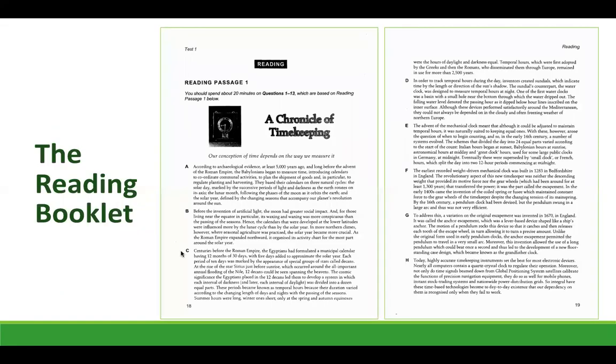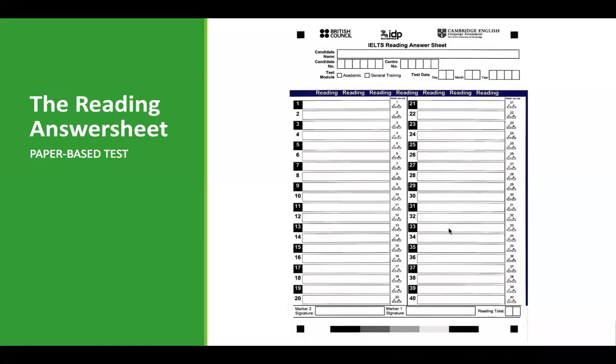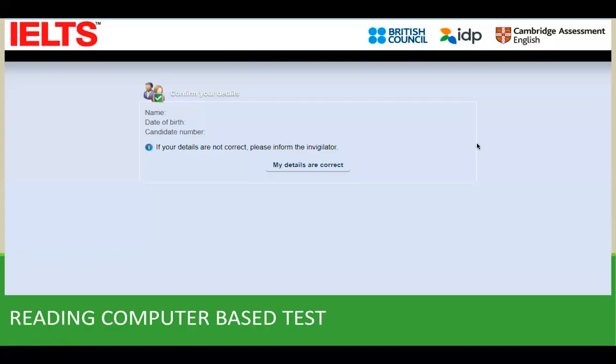So this is the example for the reading passage. It's really long. I think this is for the academic. This one, on the other hand, is shorter compared to the first one that I've shown you. So this is for the general training. And then this is our answer sheet. You have to write your answer within the given time.